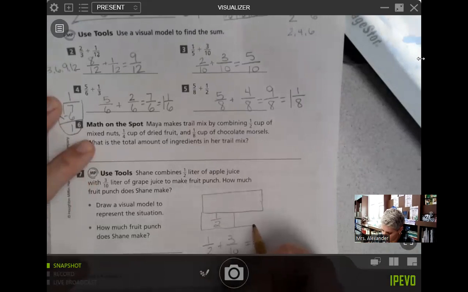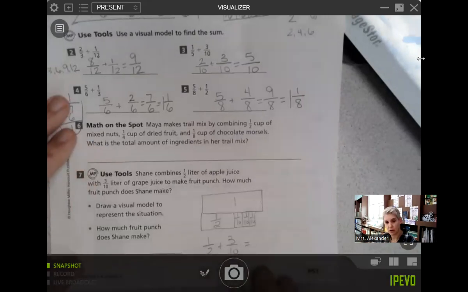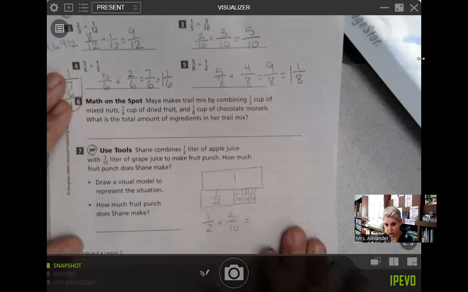I'm going to say about right there, I think. So there's my tenths, and that's my whole liter. So I have a model. I'm going to now evaluate.